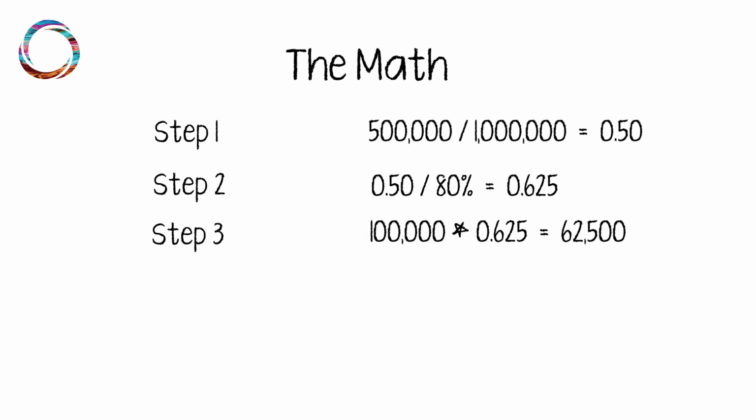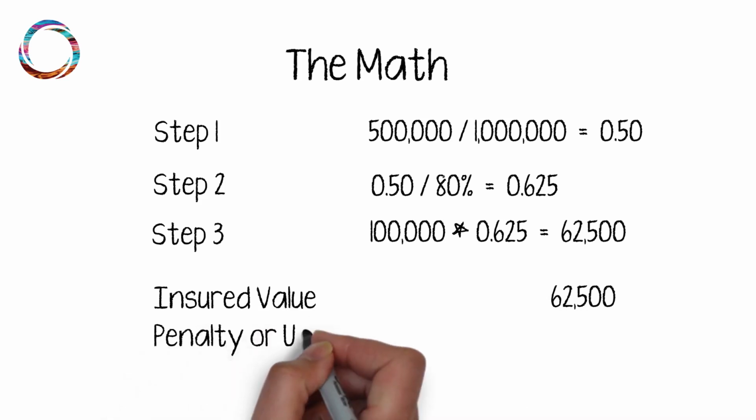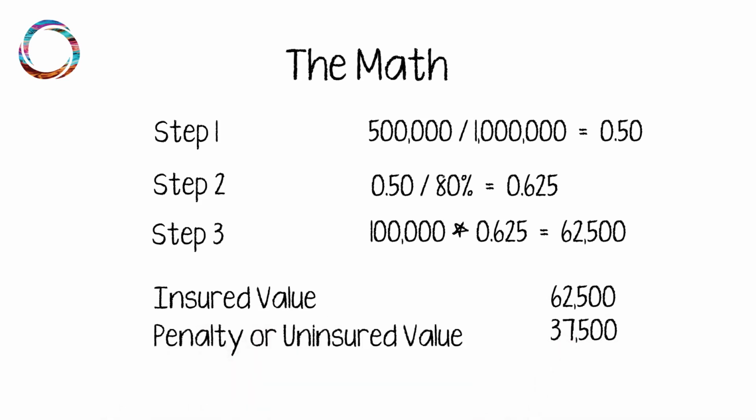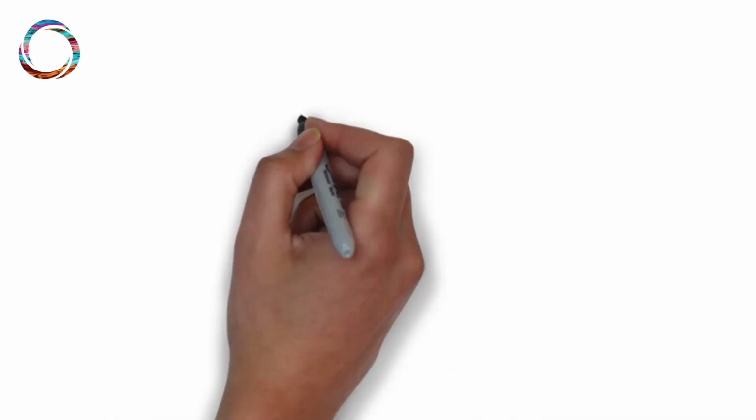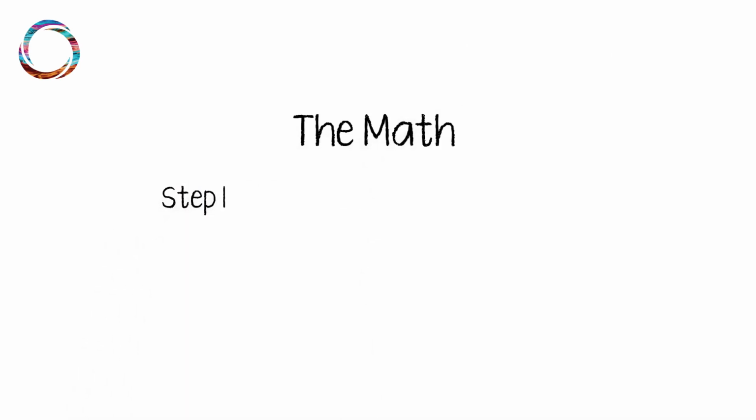That would give us a final insured value of $62,500, or an uninsured value, a penalty, of $37,500. You might ask yourself, how do I avoid a coinsurance penalty?